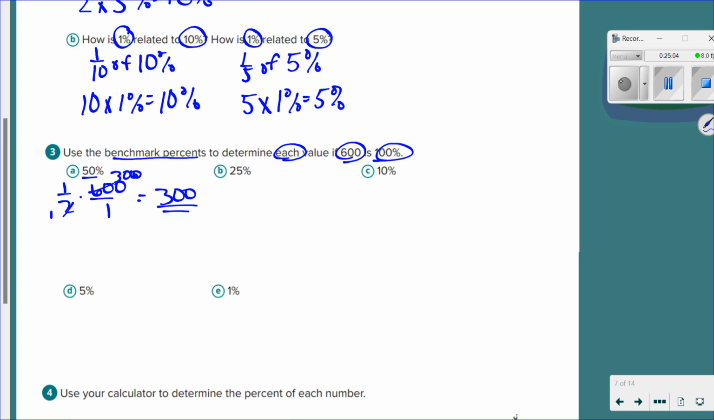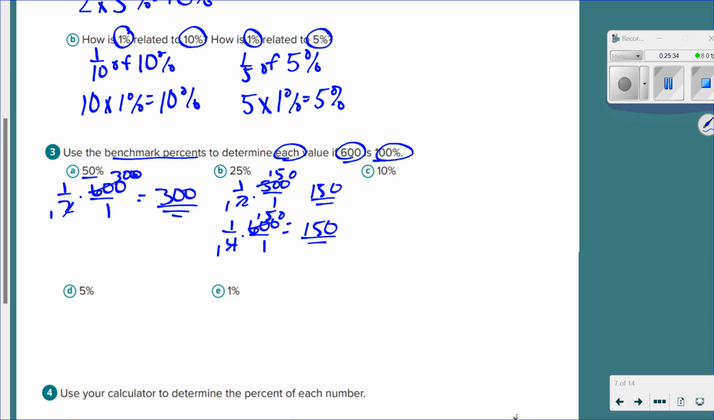Okay, guys, so we break this down. I'm just going to talk to you the way I would do this, because this is real life stuff. If I've already figured out what 50% is, what's the relationship between 50% and 25%? It's half. So half of 300 is going to give me 150. Could I go back to the 600? Yes. So it'd be 1/4 of the 600. I'm going to get the same answer.